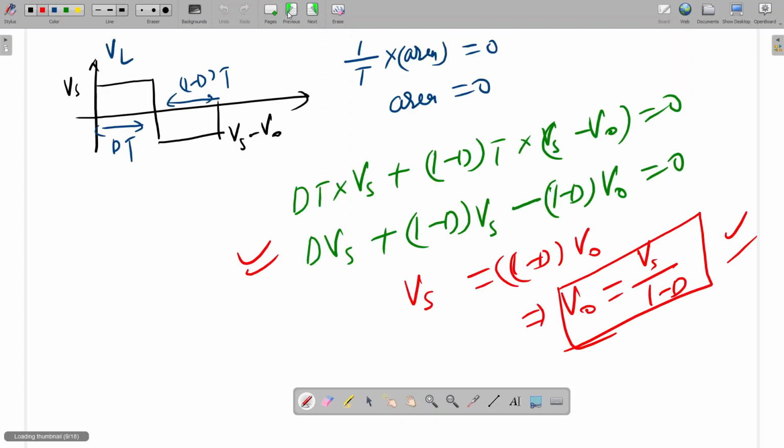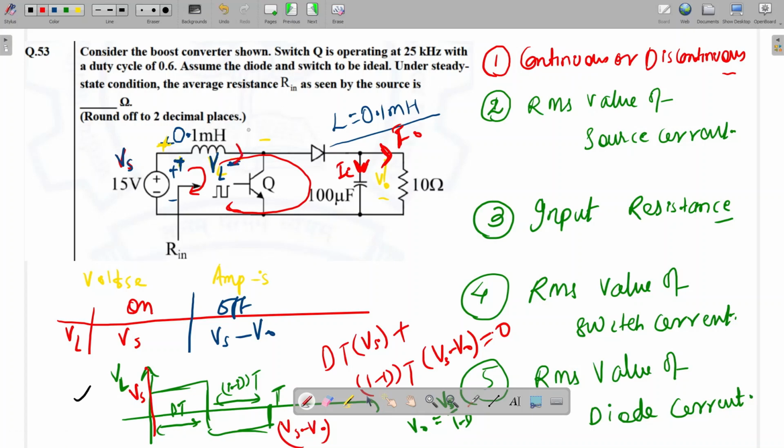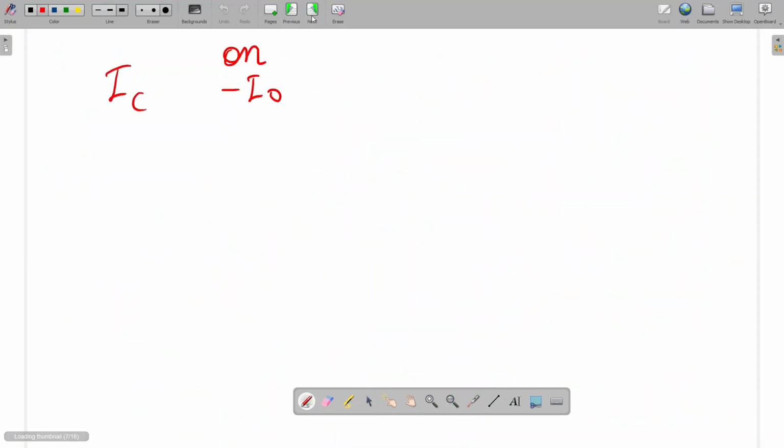Again, here this is IL. If the switch is off, this current will be IL, and what will be the IC during the off duration? It will be IL minus I naught. So during the off duration, this current will be IL minus I naught. Is it clear to all?